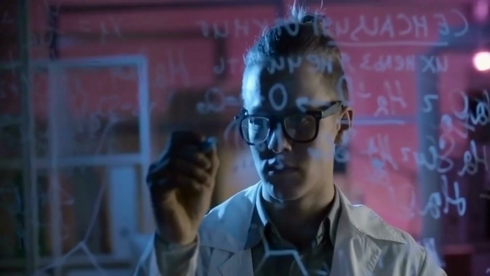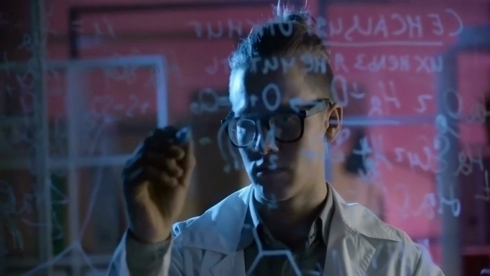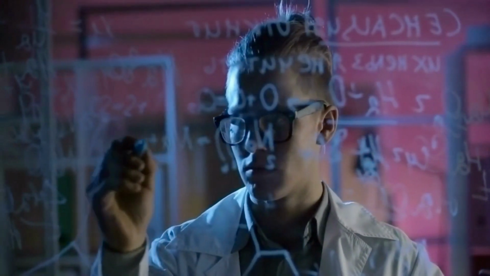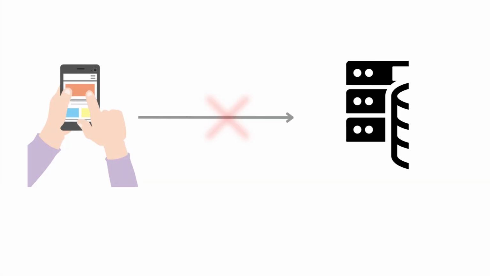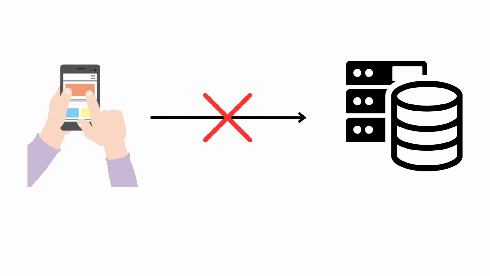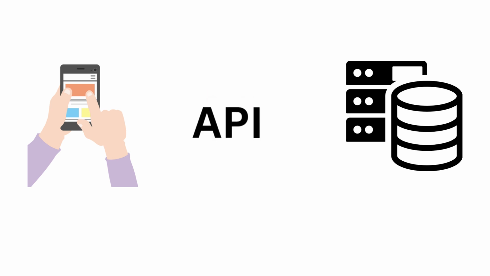Let's start. First, let's understand the problem APIs solve. Imagine you open a food delivery app. You search for restaurants, select food, and place an order. Have you ever wondered how this app gets restaurants data from the server? The mobile app cannot directly access the server's database, and it should not. This is where APIs come in.